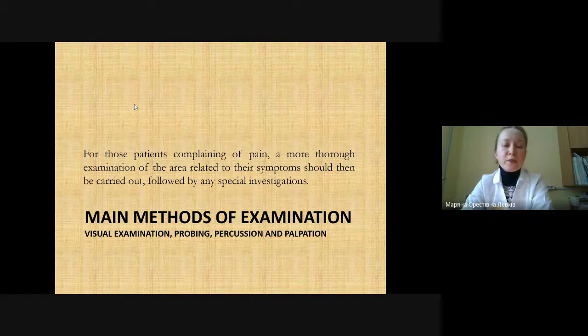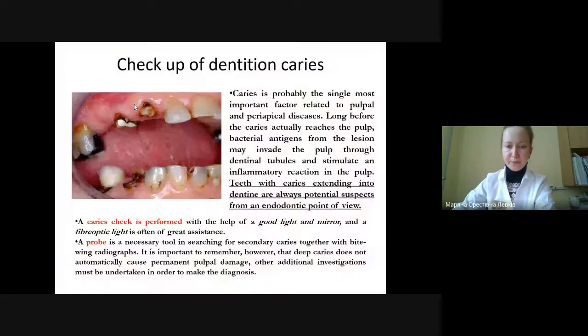We have finished with extraoral and intraoral examination, and now in detail I would like to focus on the techniques of how to provide the main methods of examination. And to refresh your knowledge, I will stress once again: the main methods of examination are visual examination, probing, percussion, and palpation.